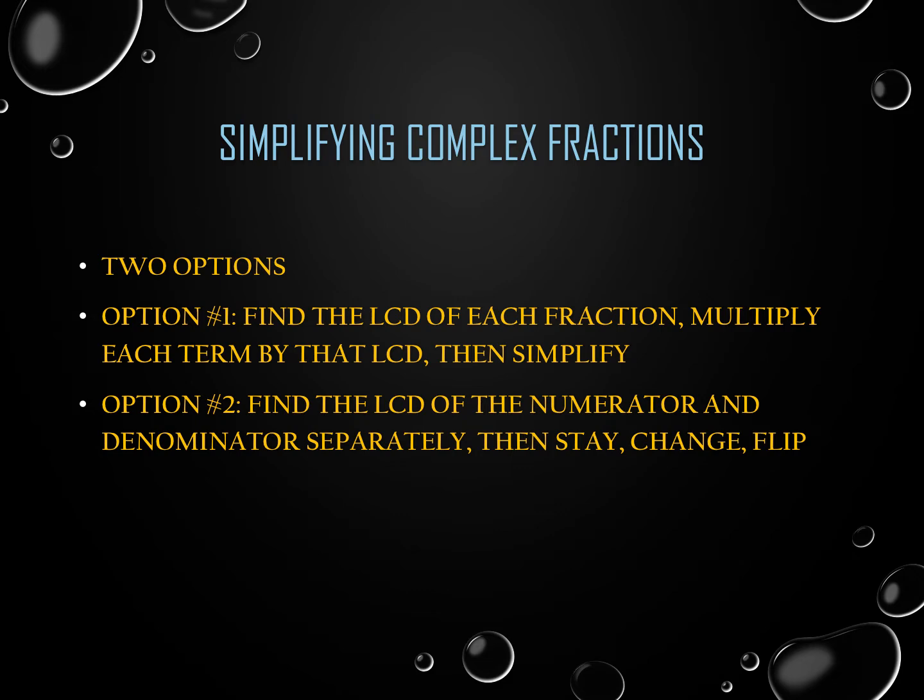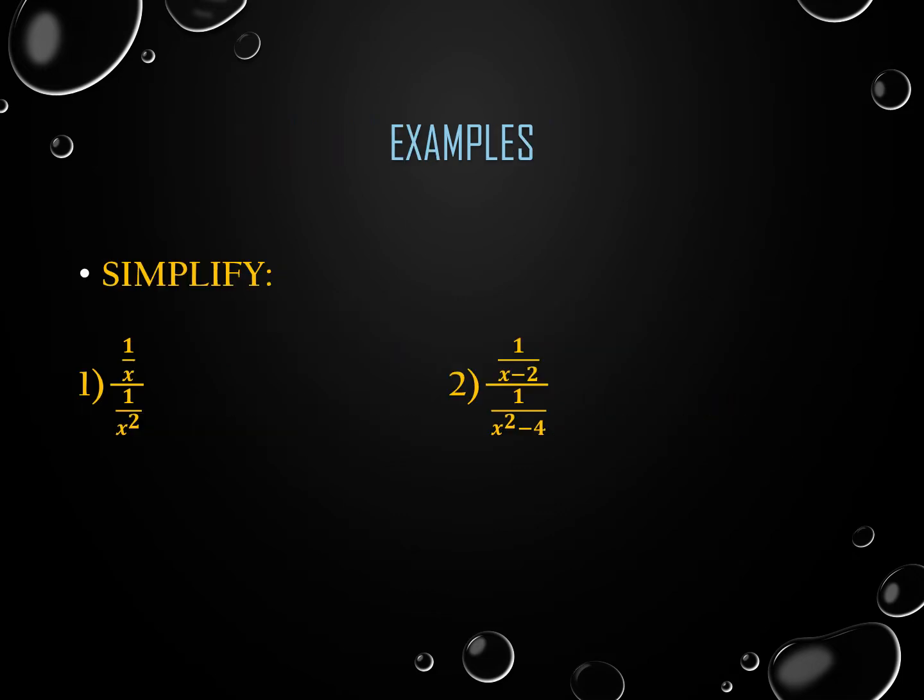Option 1 would be to find the LCD of each fraction, multiply each term of that LCD, and then simplify. But I'm going to teach you to find the LCD of the numerator and the LCD of the denominator separately, combine them, and then state, change, flip. So that's what we're going to do. Let's go ahead and take a look at our first example.